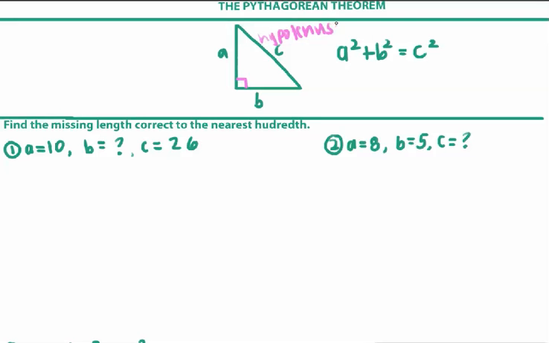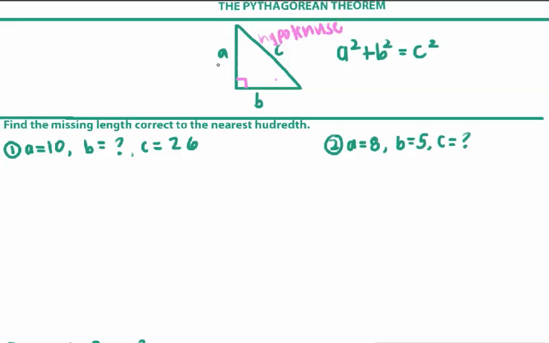Okay, so in a right triangle, we always have this slanted long side. We call that the hypotenuse, and that's our C in this problem. The other two sides are just A and B, and they're just regular sides. There's nothing really special about them. They're just the other two sides that make up the three sides of a triangle.